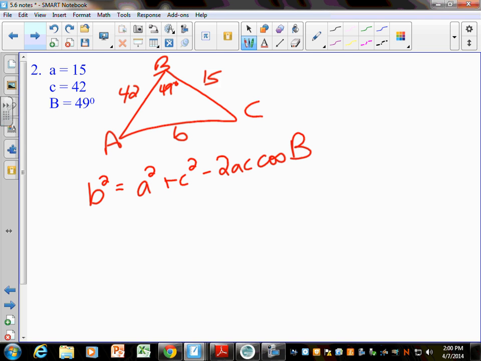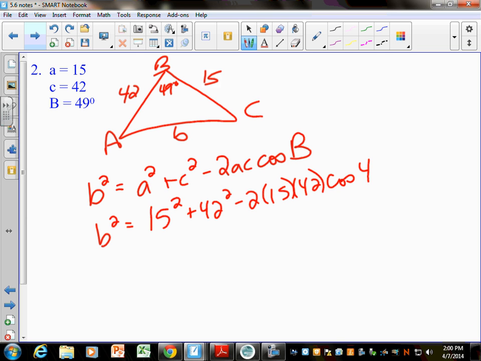Some people like to go ahead and say b equals the square root of all that. I don't know why they don't write it like that, but they don't. But I'm just going to plug everything in. It's just 15 squared plus 42 squared minus 2 times 15 times 42 times the cosine of 49 degrees. The great part about this is you can just type that entire thing in your calculator, right? And get b squared equals that. Or if you want to be really fancy, you can hit square root of all that, but I'm not going to since I have it up here like this. Plus 42 squared minus 2 times 15 times 42 times cosine of 49.